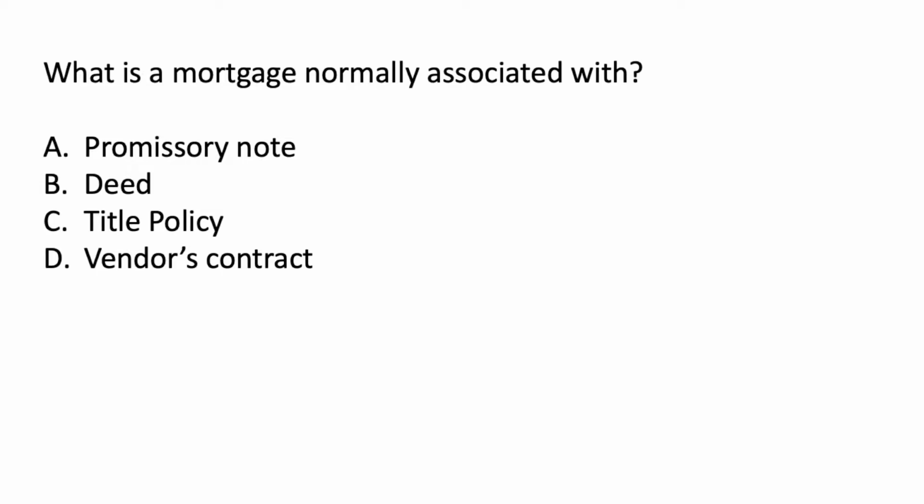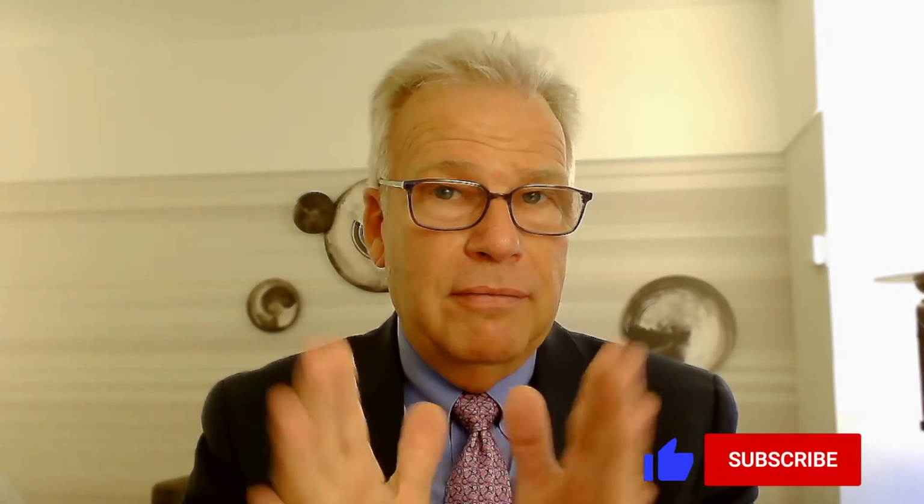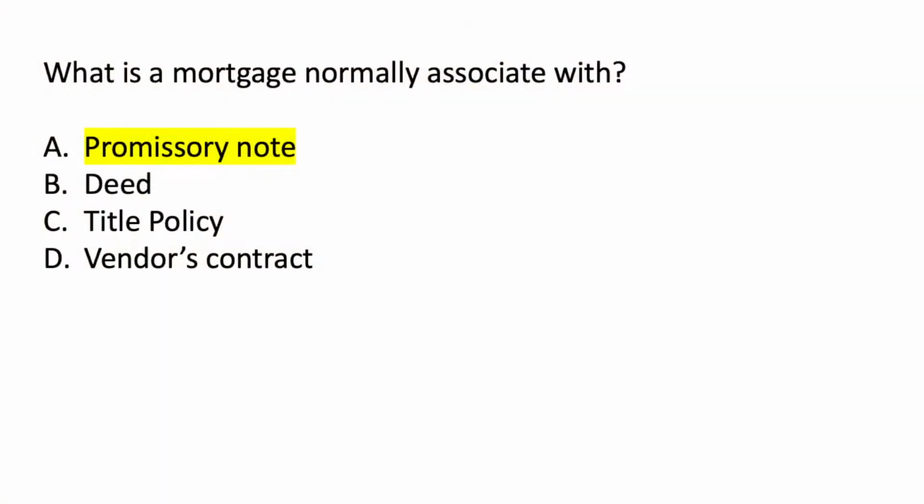Well, the correct answer is, that's right, a promissory note. Don't forget that you have two items you need to remember for the exam. We have what is called the note, the promissory note, and that shows evidence of the debt. The mortgage is what is used as security for the loan. So you need both of those.